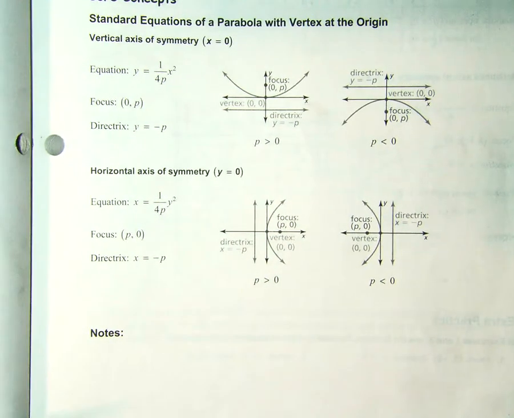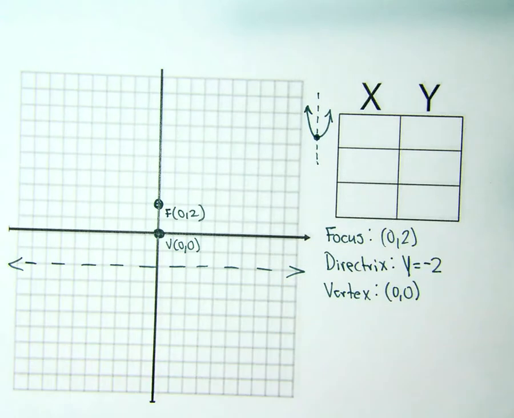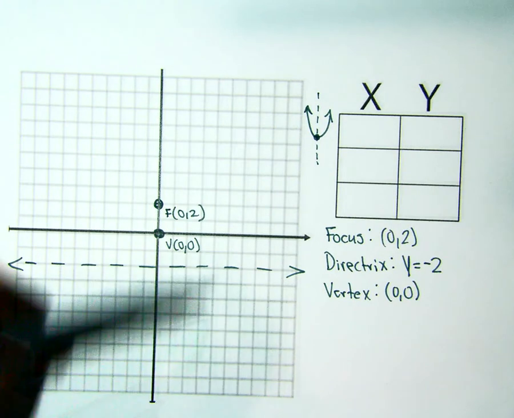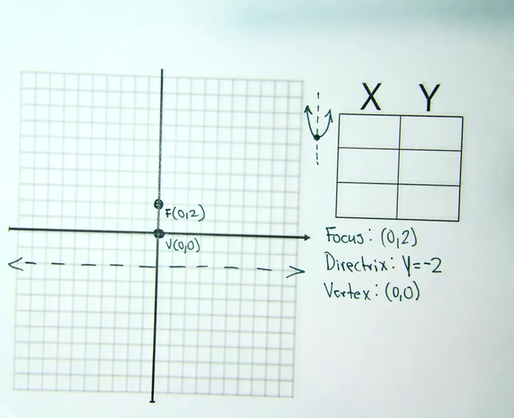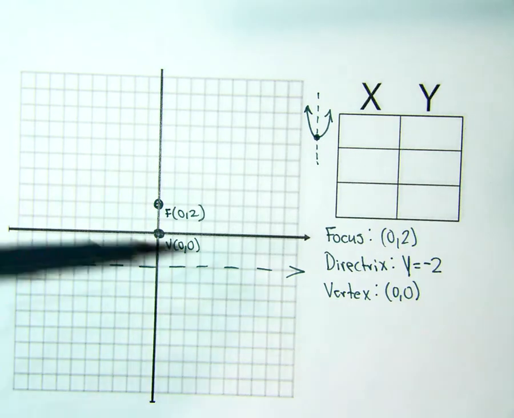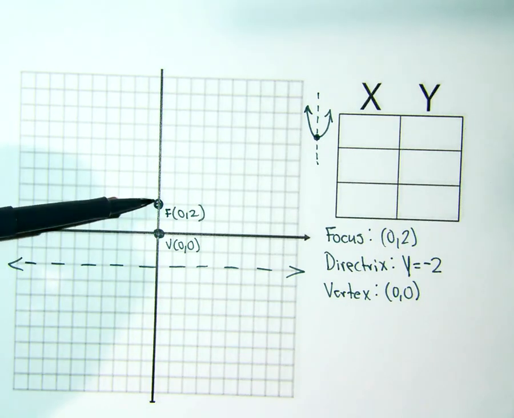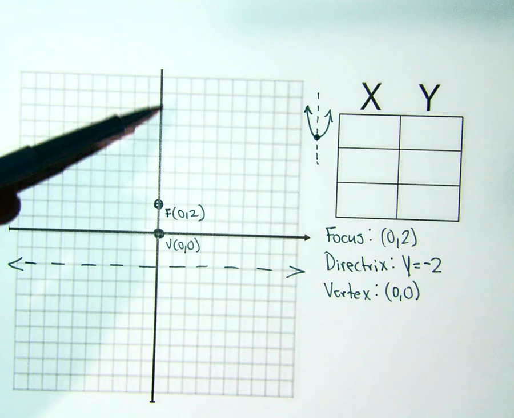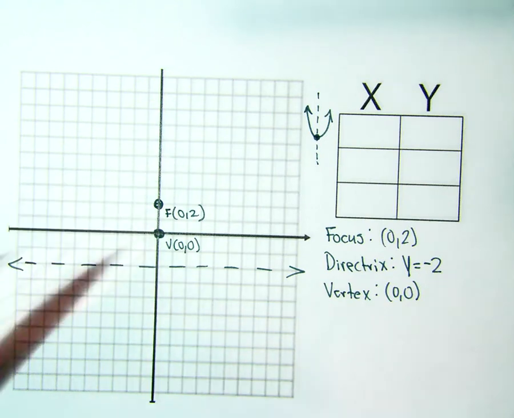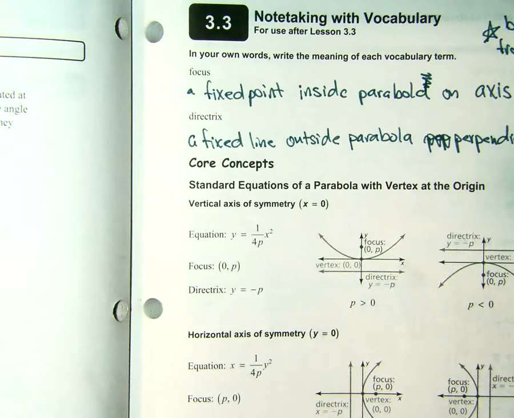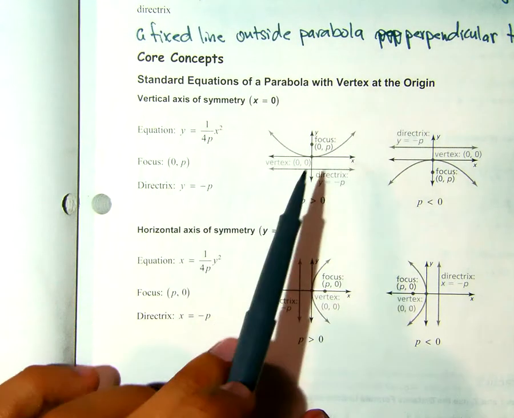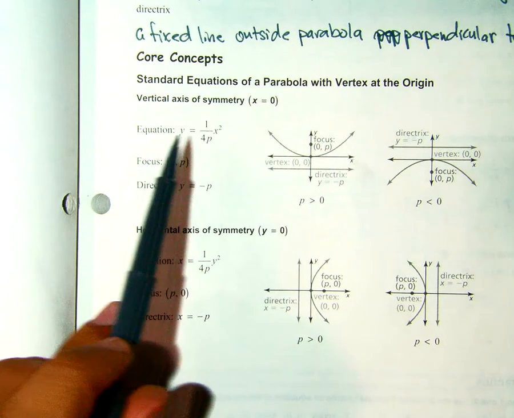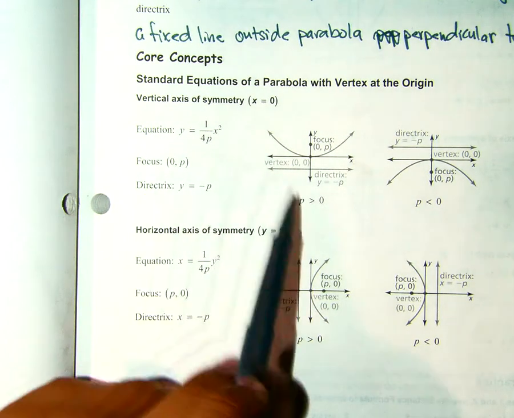If we look at our graph, do we have a vertical axis of symmetry or a horizontal axis of symmetry? Vertical. Okay, since our definitions say both of these points are on the axis of symmetry, we know it has to be vertical. A vertical line has to pass through both of these. So we're going to look at this set of equations. Just keep this to the side, and this is what we'll reference.